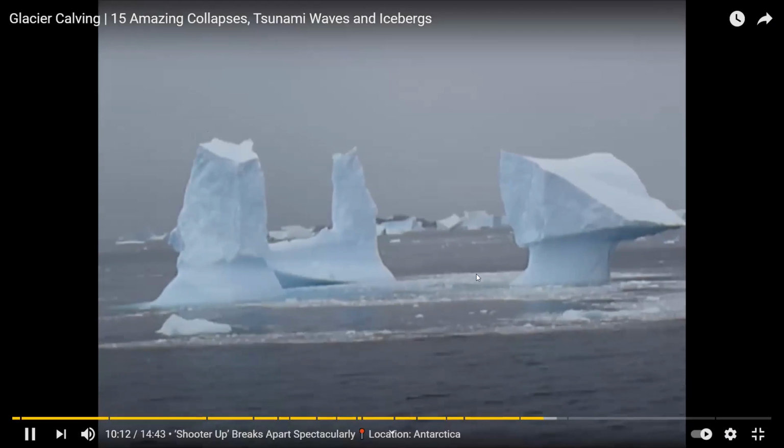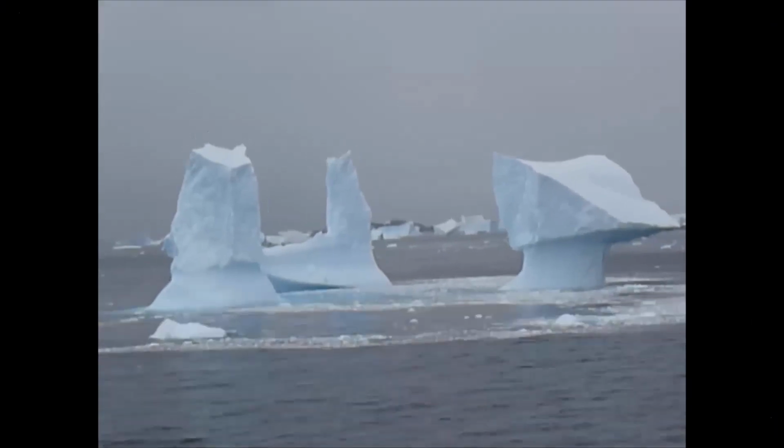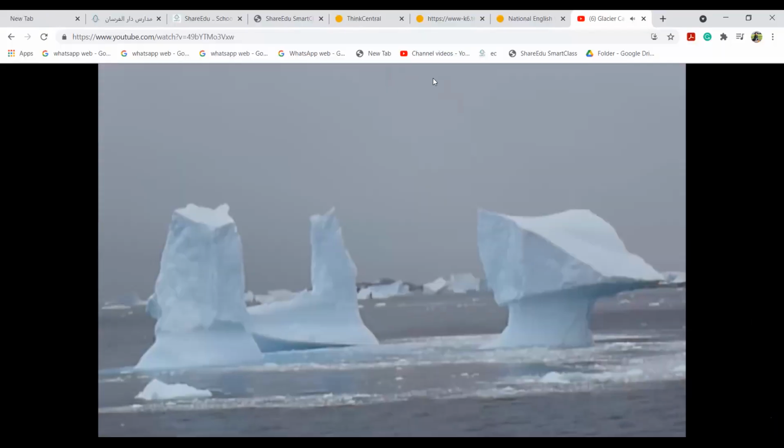So do you see after the tsunami what is left there? Those blocks of ice are left there. That's it.